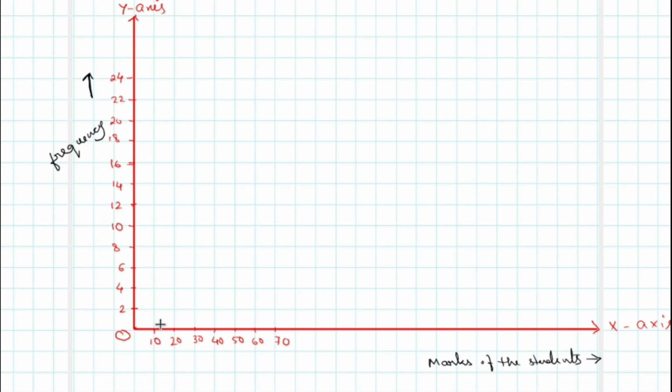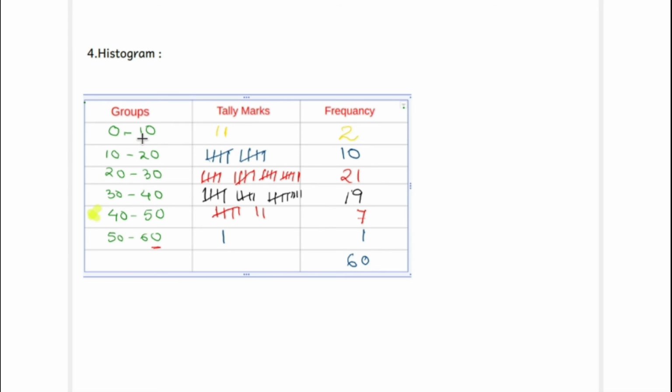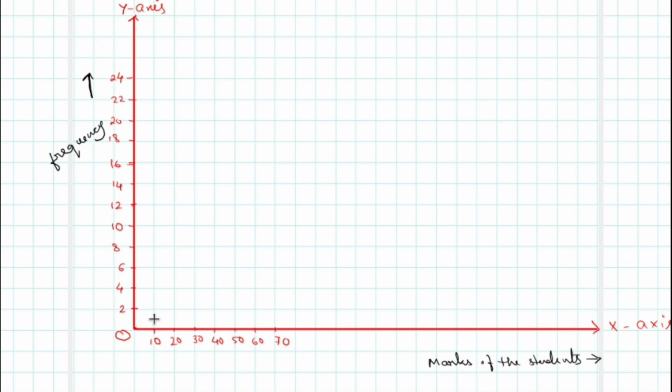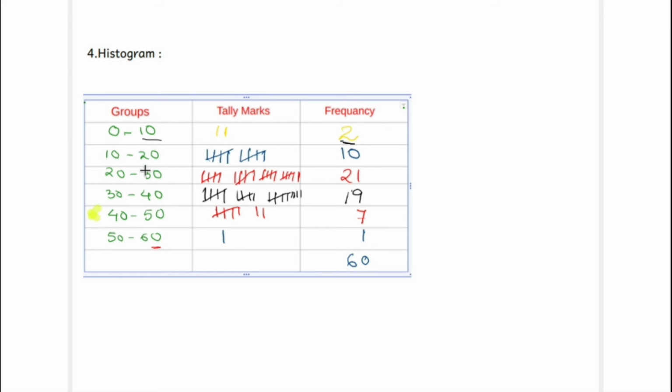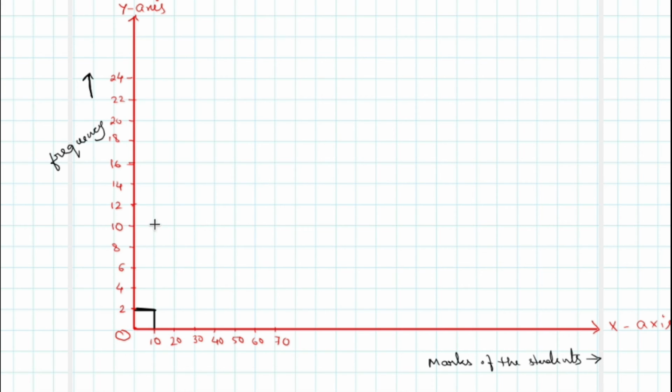Okay, now see, between 0 to 10 the frequency is 2. So see, we will make the bar like this. 0 to 10 the frequency is 2. Okay, now between 10 to 20 the frequency is what? Between 10 to 20 the frequency is 10. So here it is 10. Then we will join it like this. Okay, 0 to 20 we are done.